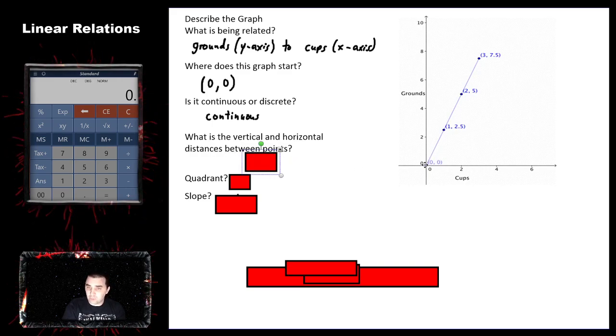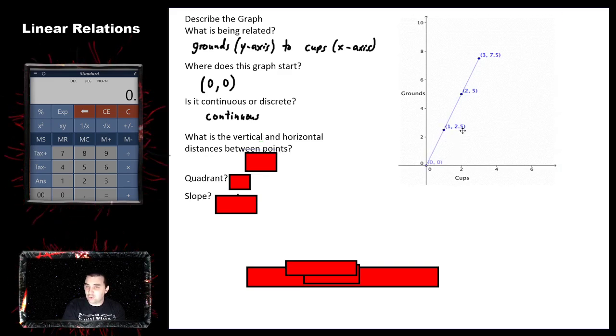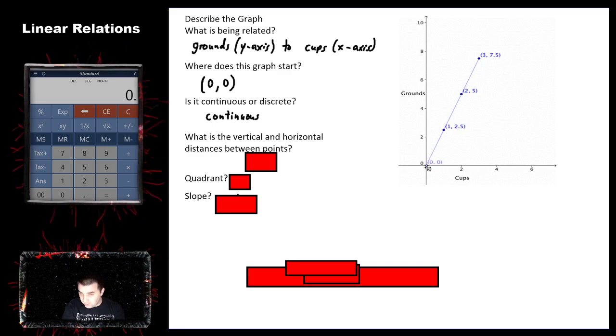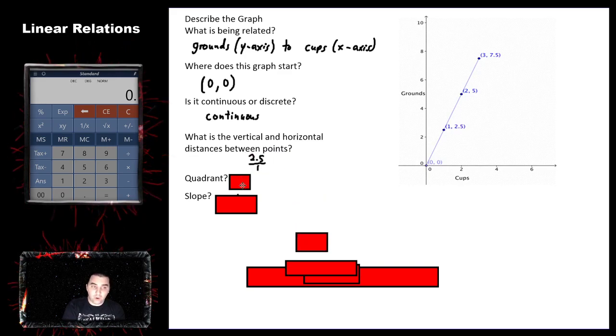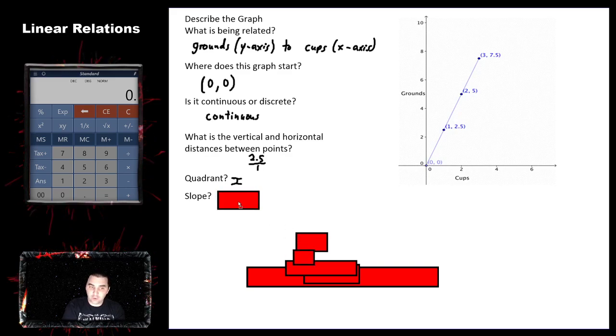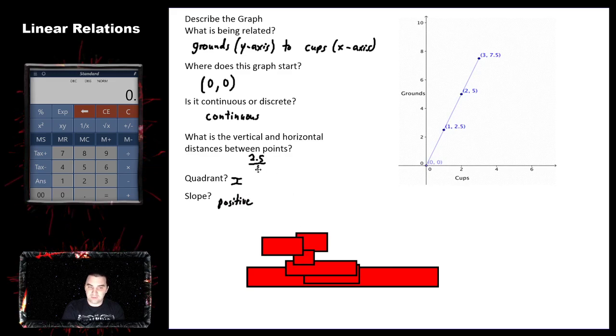What is the vertical and horizontal distances between points? You just take some nice points. You got 0, 0 here. You've got 1 and 2.5 there. So for every 2.5 steps up, then you go 1 right. So it would be 2.5 over 1. Quadrant. This is all in quadrant 1. And the slope is positive. I'm just going to write positive, but what you should remember is that your slope is your rise over your run. So my slope is actually 2.5 and it's positive.